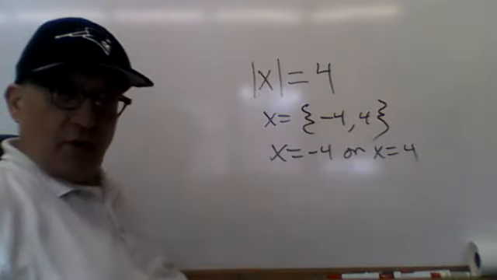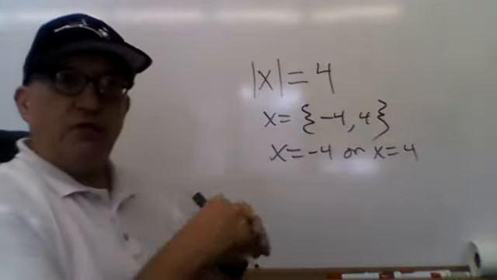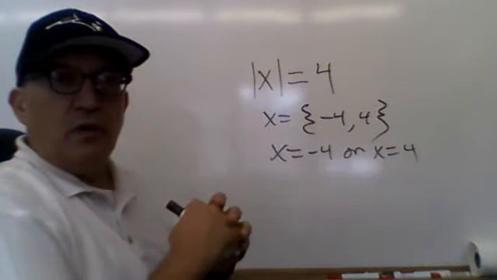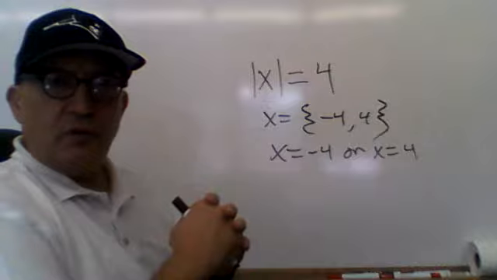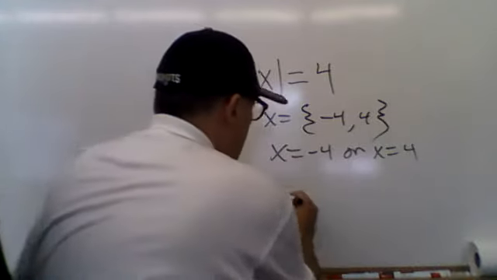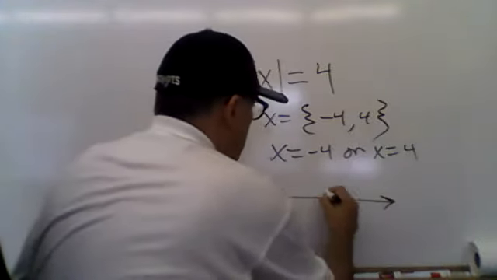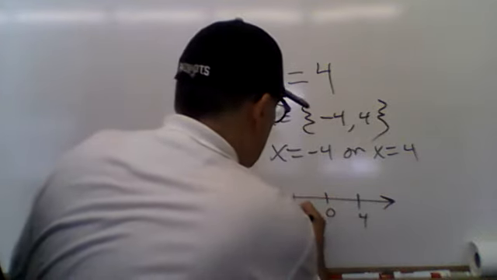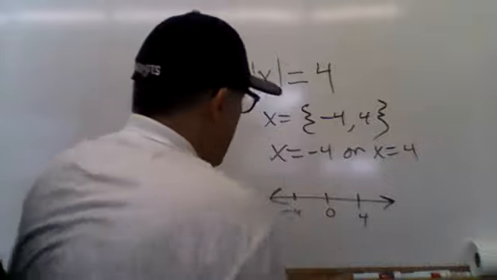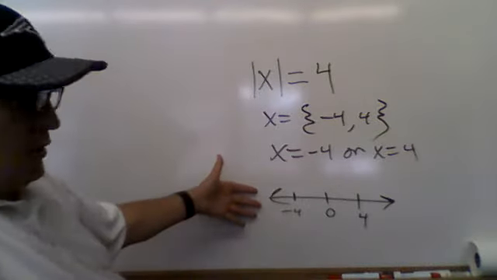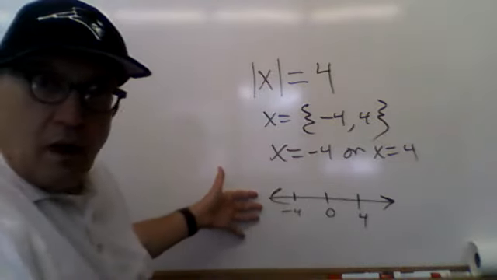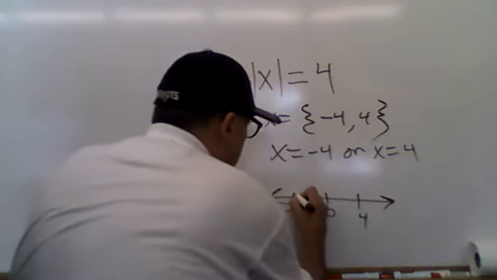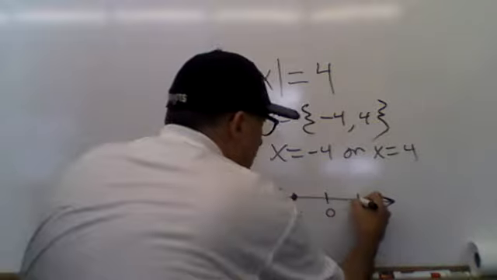But let's do something else, and this is really preparing us for the inequalities that I'm going to show you. Let's graph the two solutions. Well, that's very simple, right? To graph the two solutions, there's 0, let's call that 4, and the same distance to the left of 0 would be -4. So here's a real number line. How can we indicate these two solutions? Well, we can put a point at -4 and a point at 4.